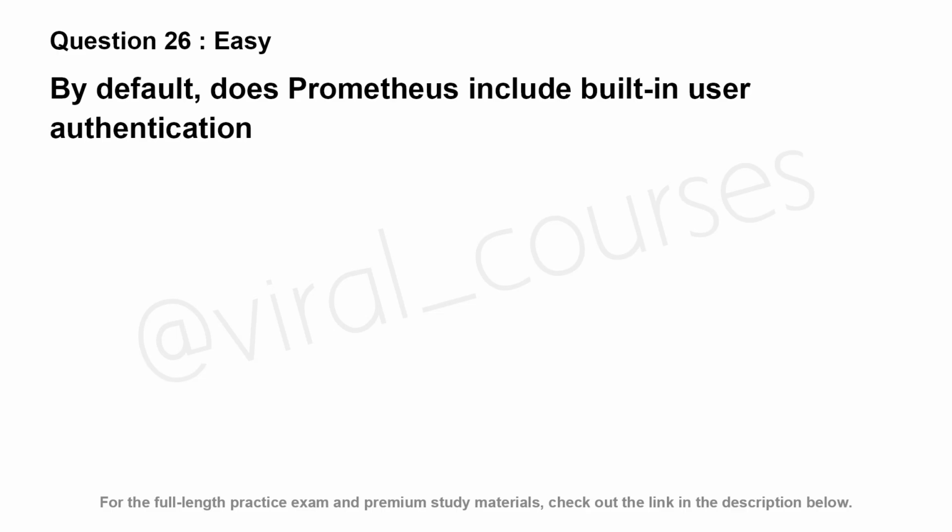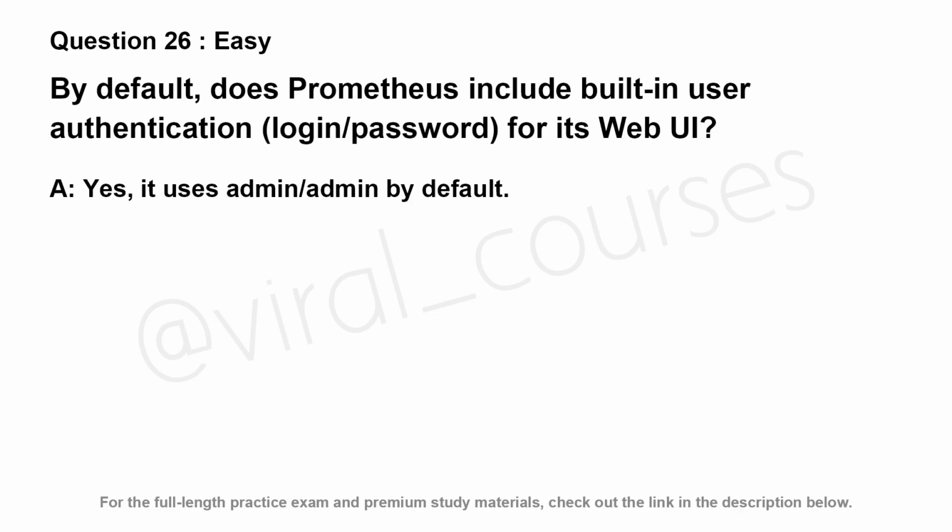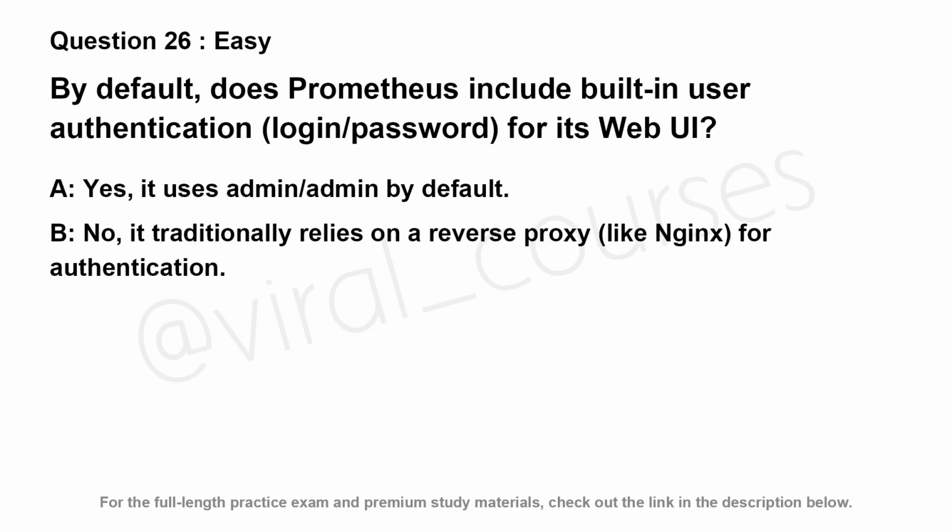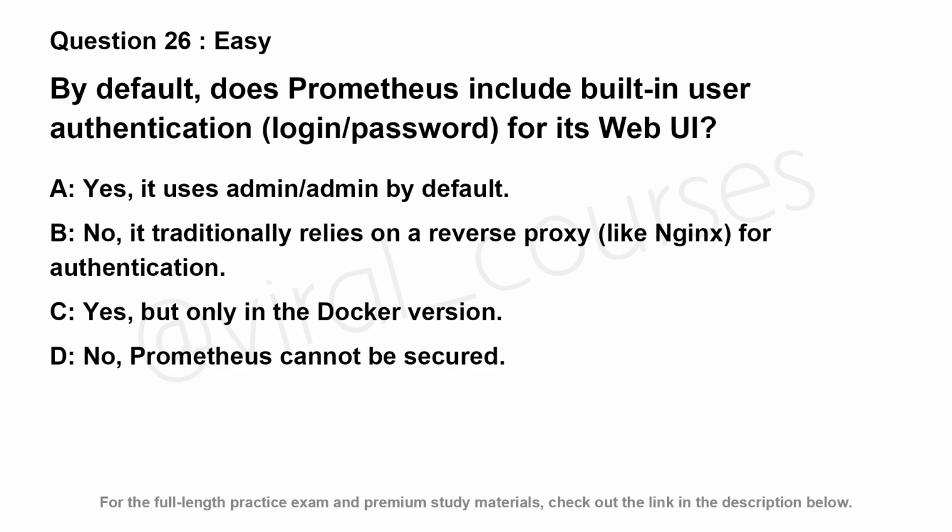By default, does Prometheus include built-in user authentication, login and password, for its web UI? Option A. Yes. It uses admin by default. Option B. No. It traditionally relies on a reverse proxy, like Nginx, for authentication. Option C. Yes. But only in the Docker version. Option D. No. Prometheus cannot be secured.